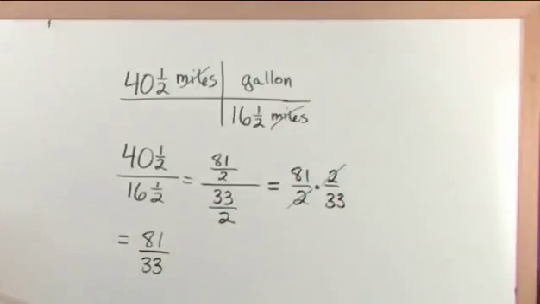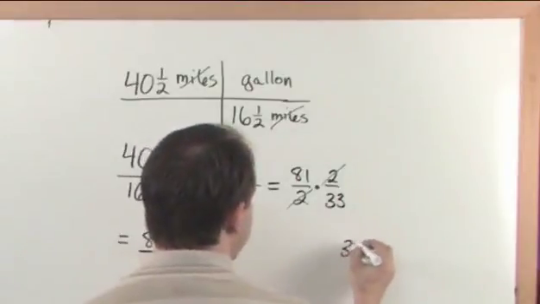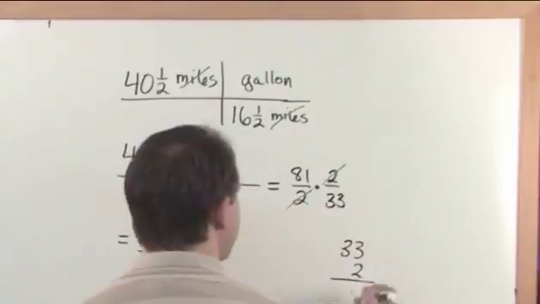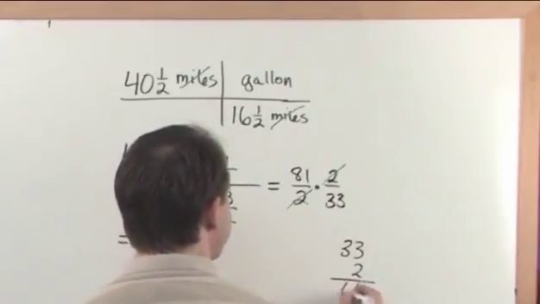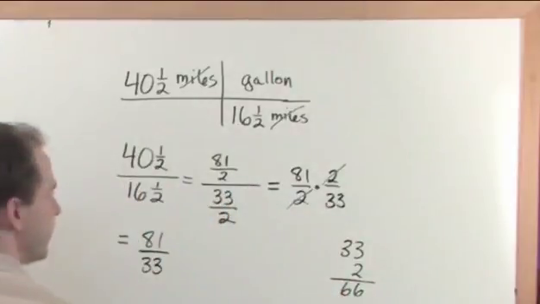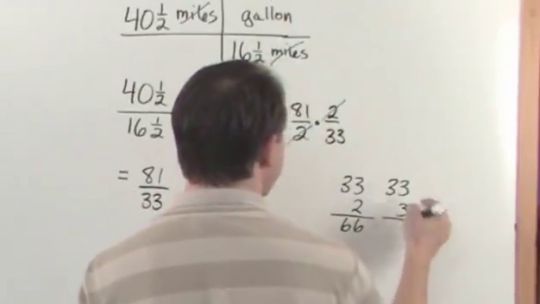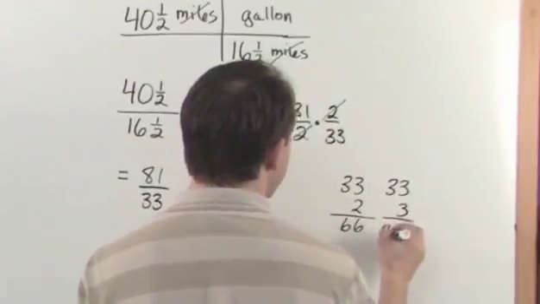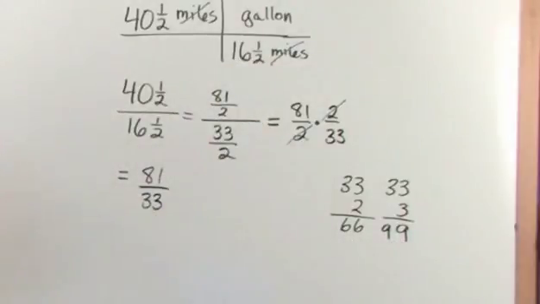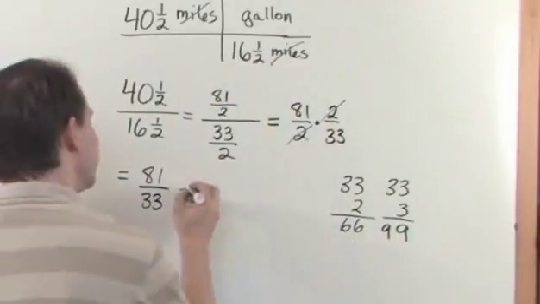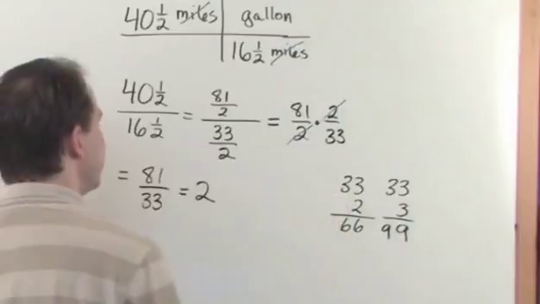How many times can that happen? Well, let's try it. 33, let's see if it can go 2 times. 2 times 3 is 6, 2 times 3 is 6. So it can definitely go 2 times. What if it goes 3 times? Let's say 33 times 3. 3 times 3 is 9, 3 times 3 is 9. So that's too many, it's too big. It does not go 3 times. But it does go 2 times, which is what we found here.